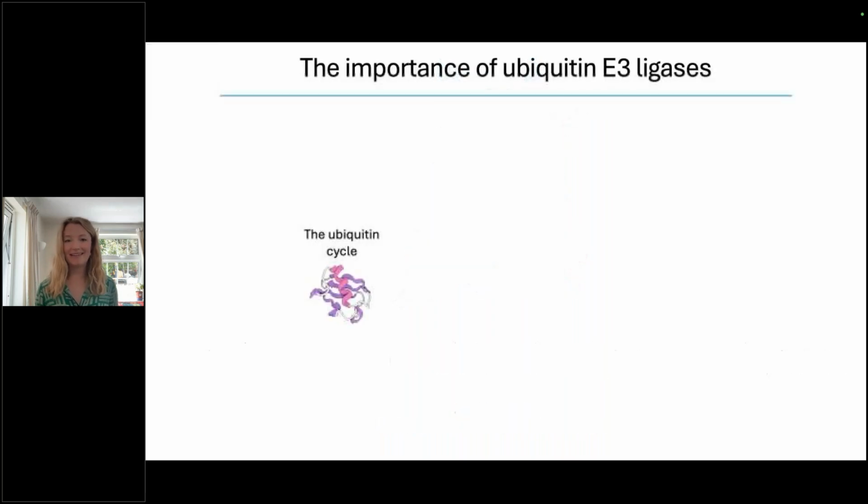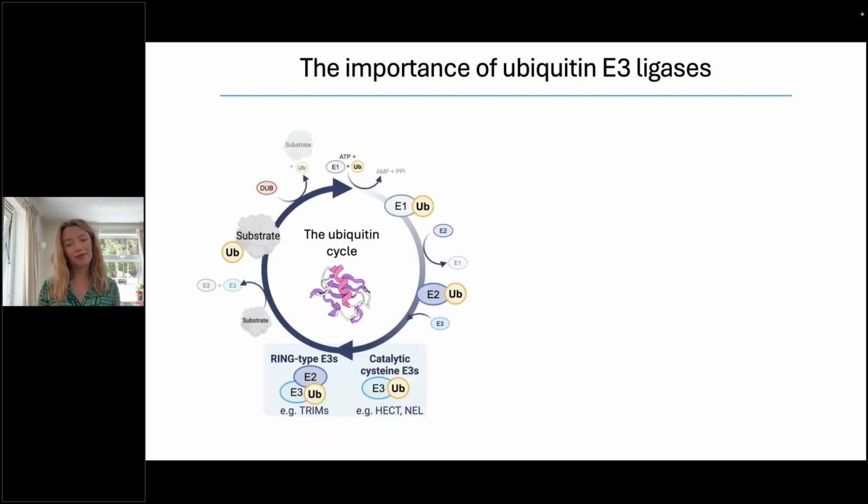I'm aware that some people might be coming at this without much ubiquitin system knowledge, so I'll just introduce the ubiquitin cycle quickly. Ubiquitin is a small protein which can post-translationally modify substrates, and this is mediated by a cascade of E1, E2, and E3 enzymes. And then the ubiquitin mark can be removed by deubiquitinases or DUBs. And we're particularly interested in the E3 enzymes.